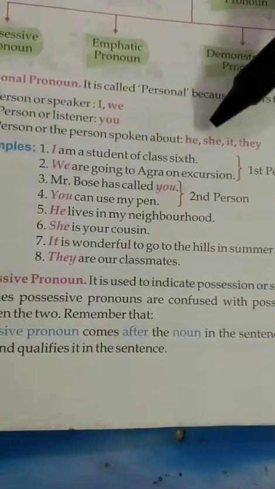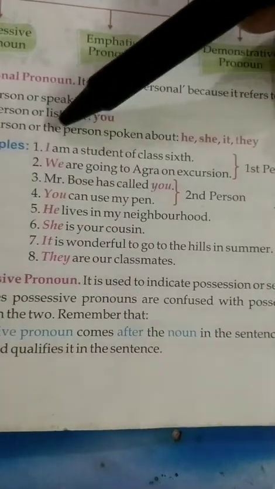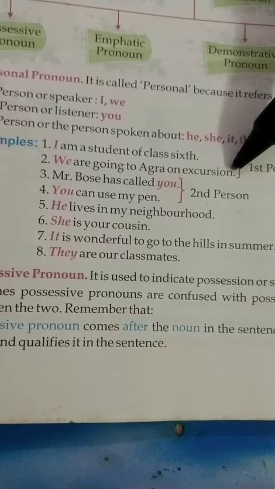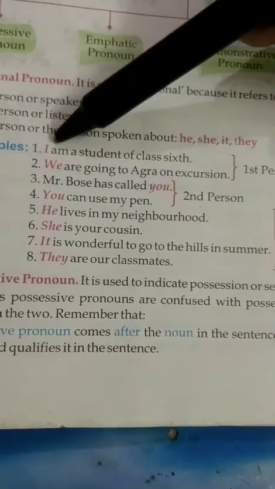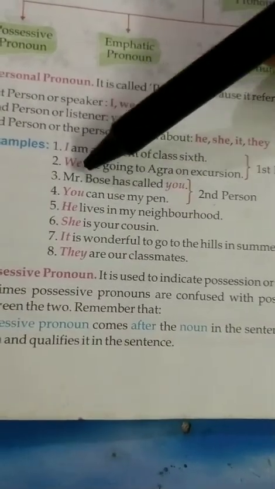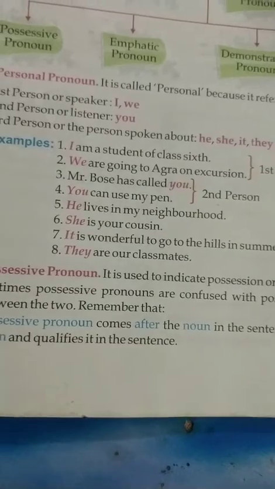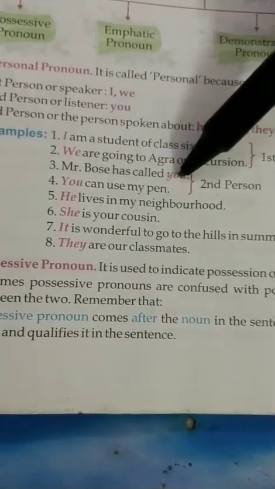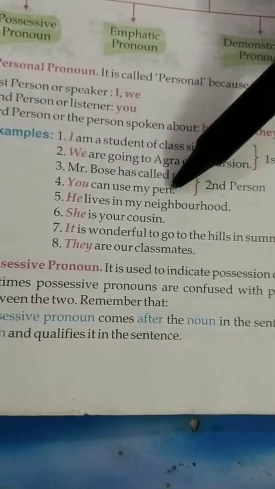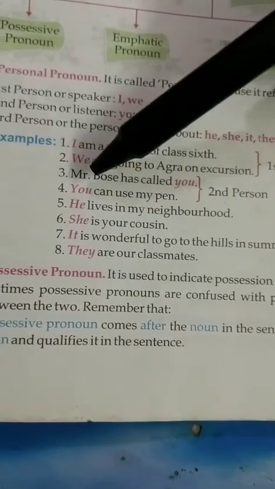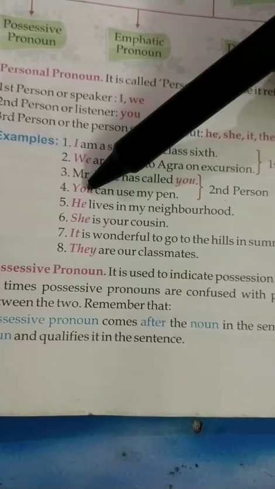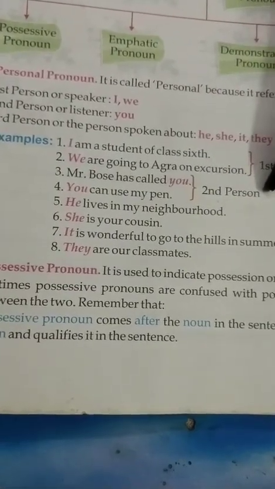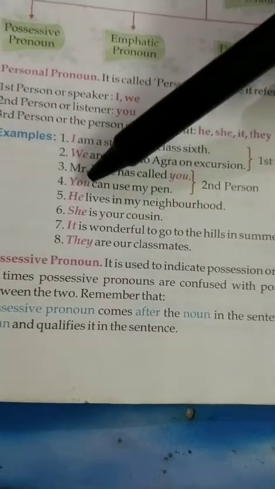I am a student of class 6th. We are going to Agra on excursion. It means I and we both are the first person personal pronoun. Clear? Second, Mr. Bose has called you. You can use my pen. You and you here are the second person personal pronoun. Okay? Now come to the next example.